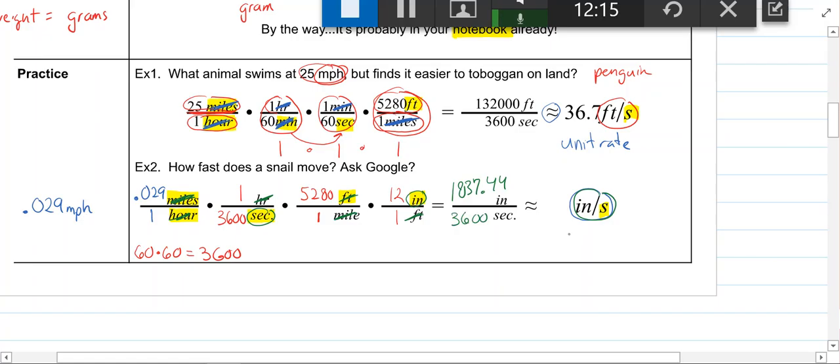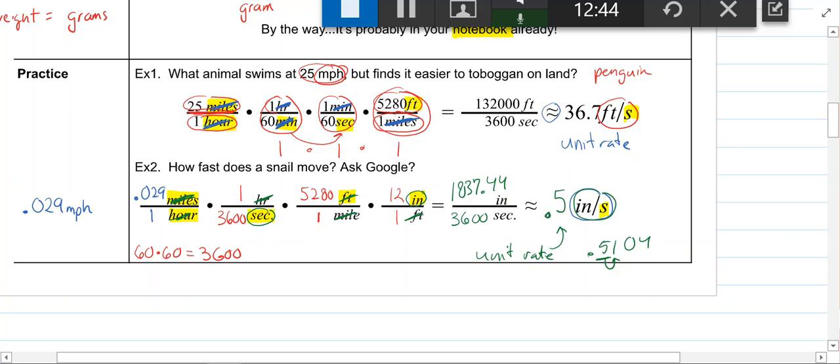Now, all you have to do is change it into a unit rate. And remember how to do that from our last lesson. You just take the top number and divide it by the bottom number on your calculator, and you're going to get approximately 0.5104. We're going to round to the nearest tenths place. We'll look at this 1, and that keeps it at 5/10 or half an inch per second.